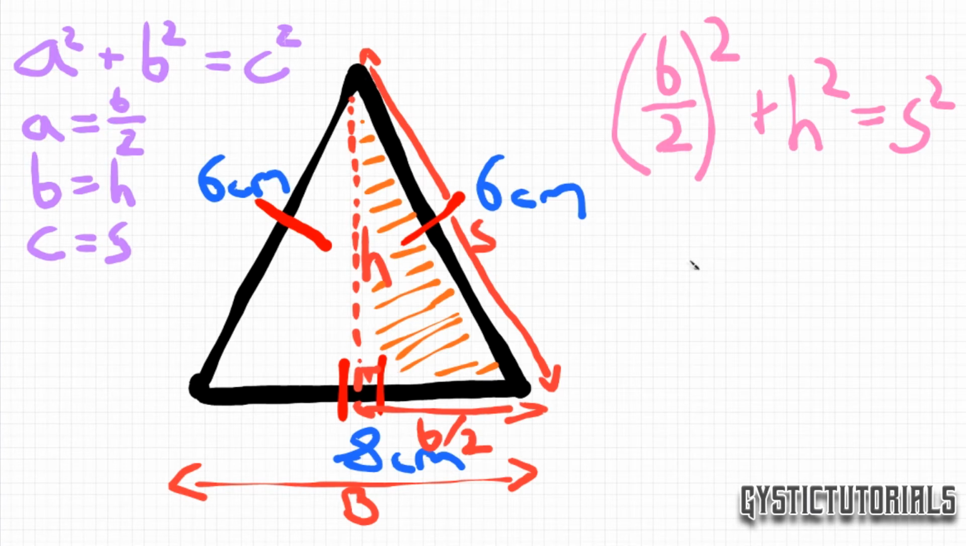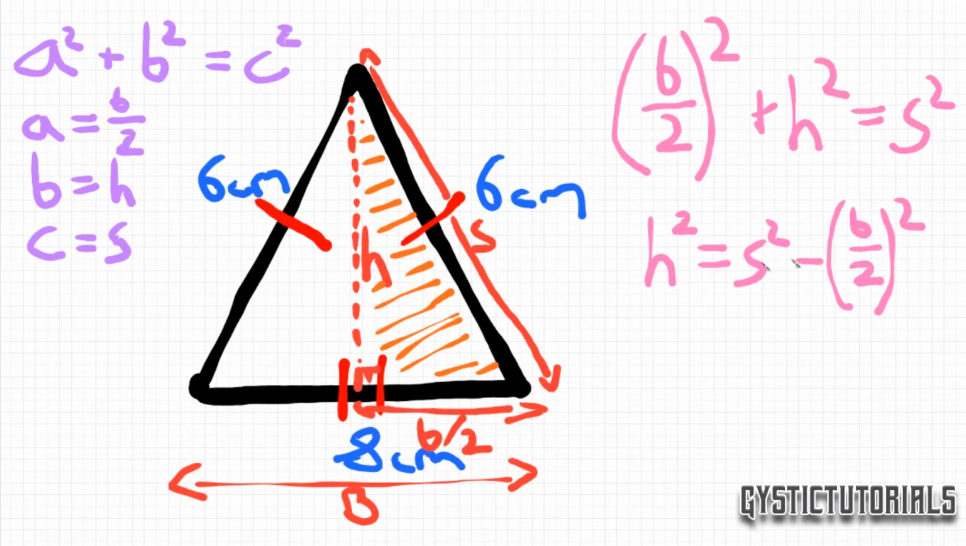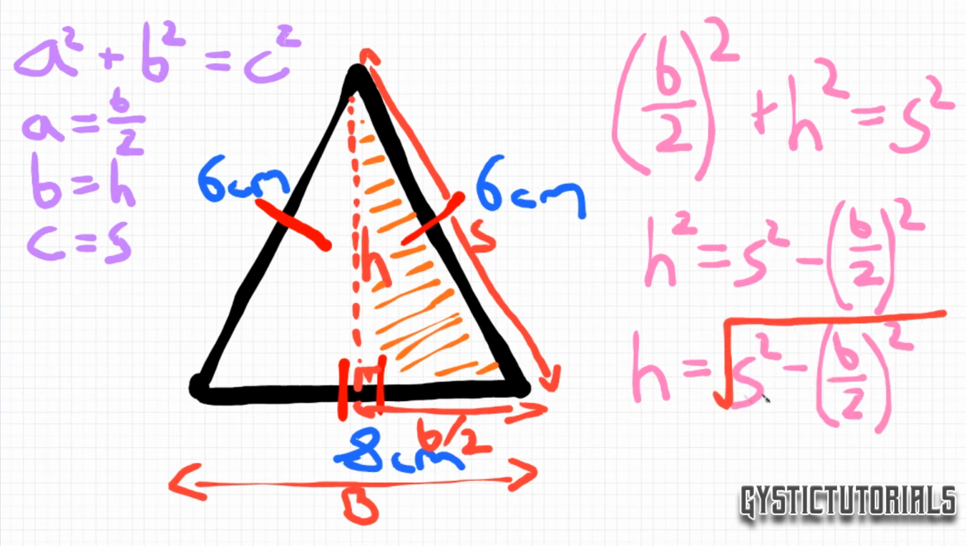To do that, we want to go H squared equals, because we need to square root it to find the area, the side squared, take half of the base squared. After we've rearranged the formula like so, it would be b squared is equal to c squared take a squared. So now we're going to go H equals, because we're going to take the square root away now, because we're going to find the square root of this equation right here. So we're going to square root this.